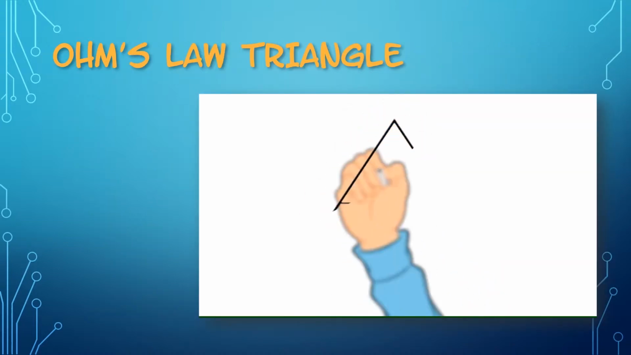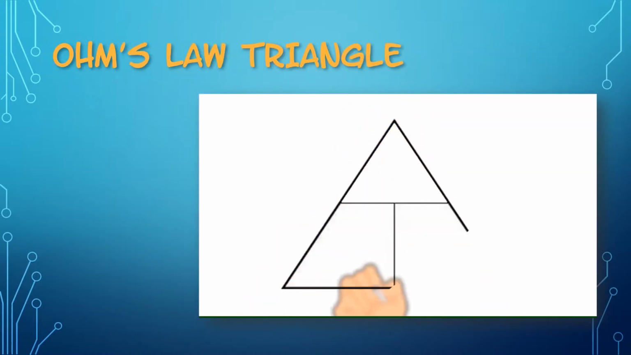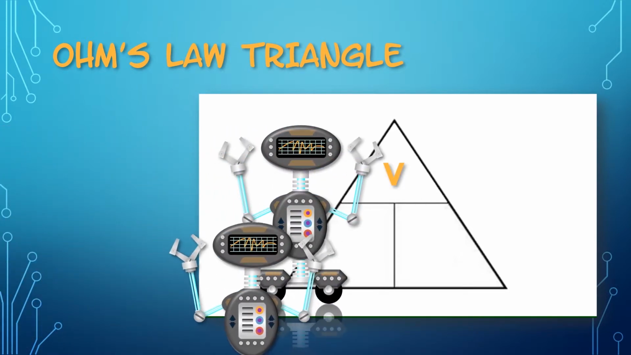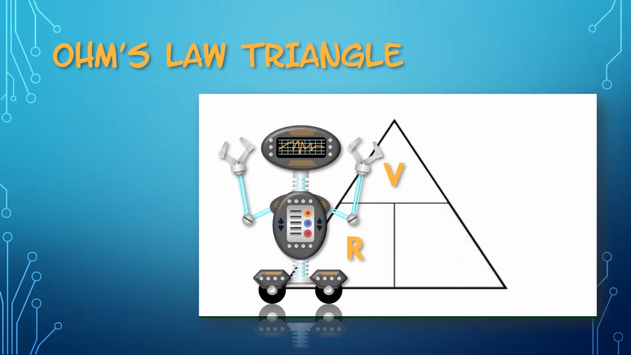Here's a really helpful way to use Ohm's law. It's the Ohm's law triangle. V for voltage. R for resistance. I for current. If you're wondering why in the world we use I for current, it comes from the Frenchman, Mr. André Ampère, for the French word meaning intensity.